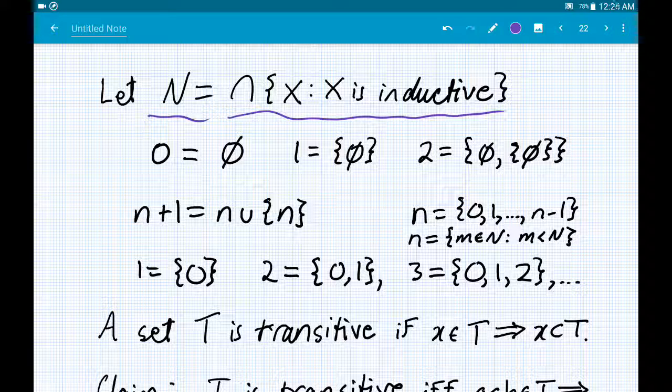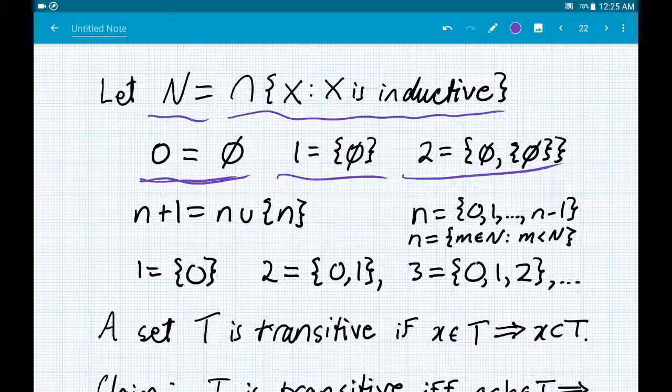Other definitions are that the symbol that we use for 0 will be an abbreviation for the empty set. The symbol that we use for 1 is an abbreviation of the set of the empty set. The symbol that we use for 2 is an abbreviation of this set, and so on. Now, what is the pattern here? The pattern is that for every number, the next one is the previous set union that number, basically.